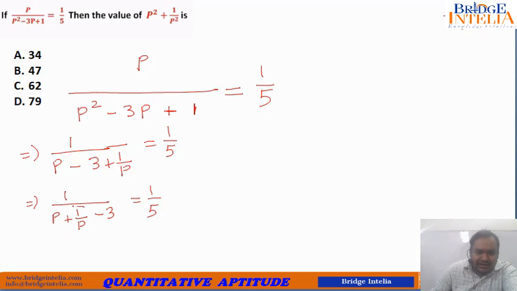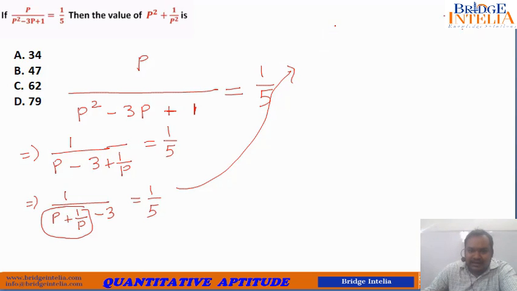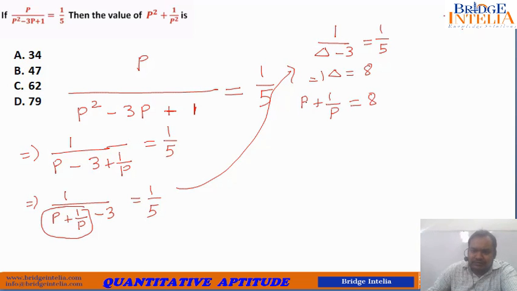Now let this be equal to delta. So if you find delta, you will easily find this out. So now I can say that 1 by (delta minus 3) is equal to 1 by 5. So from here it is very evident that delta is equal to 8, because delta minus 3 is equal to 5. So delta is equal to 8. So if delta is equal to 8, it means p plus 1 by p is equal to 8. So once you have found p plus 1 by p, you can easily find out p square plus 1 by p square, which is actually equal to 8 square minus 2. So 64 minus 2, 62. So 62 is the correct answer.